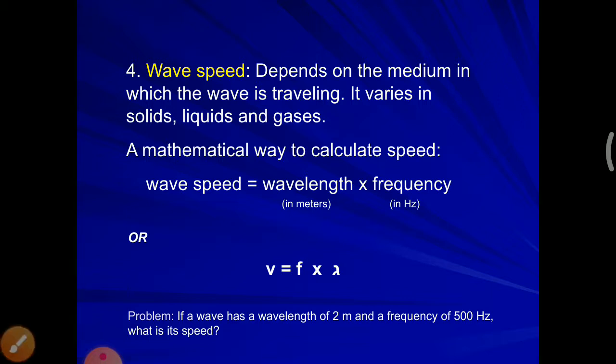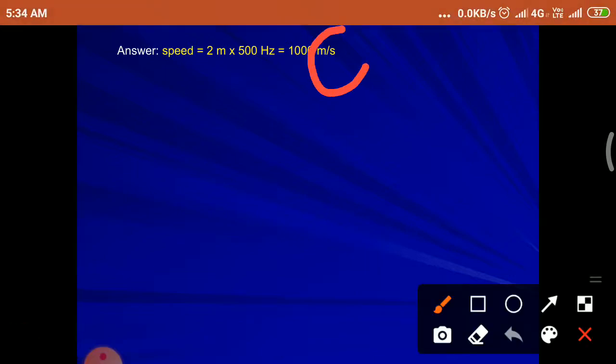If a wave has a wavelength of 2 meters and a frequency of 50 hertz, what is its speed? You have to put the values in the equation. Speed equals 2 meters times 500 hertz. We get 1000 meters per second. Why did I write meters per second? Because the unit of speed is meters per second.